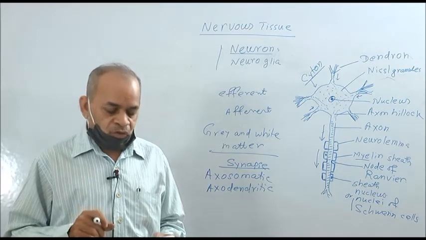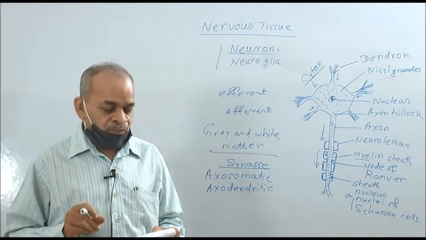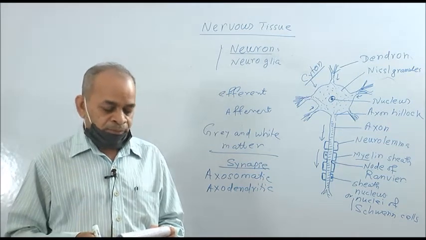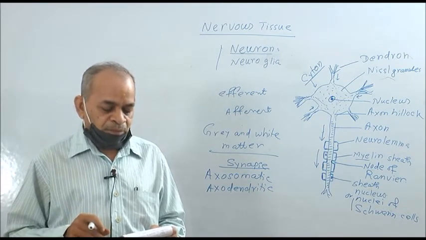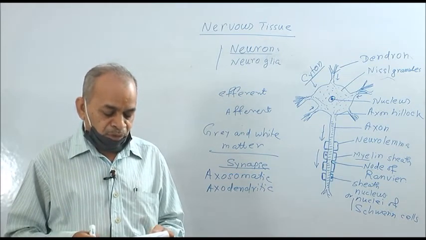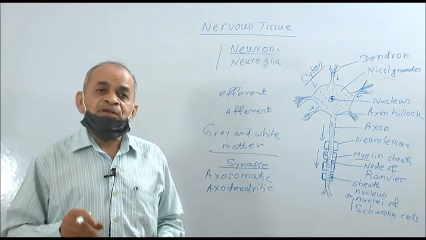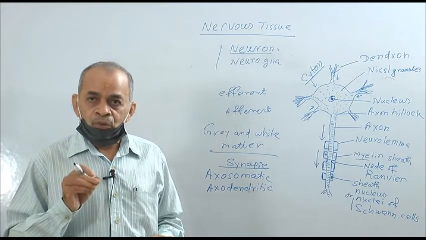Then based on structure, they are of 3 categories: striated, unstriated, and cardiac. Then based on physiology, they are voluntary and involuntary. Voluntary means those which are under the control of the will.